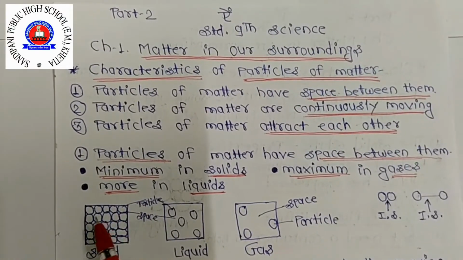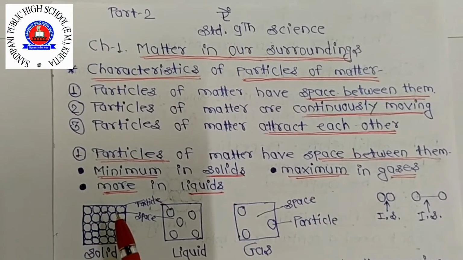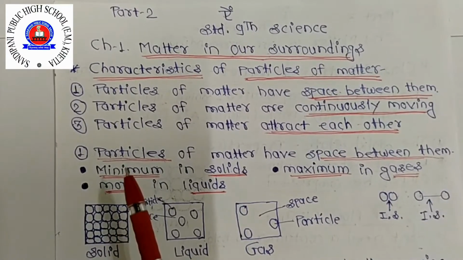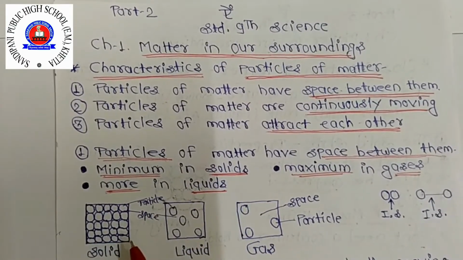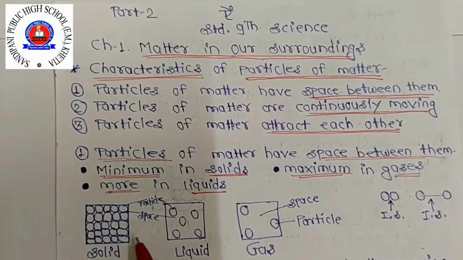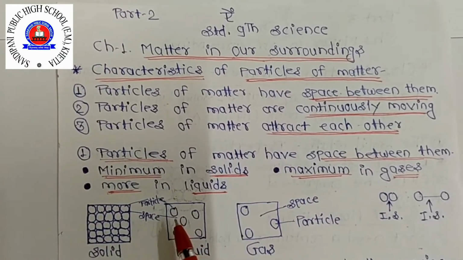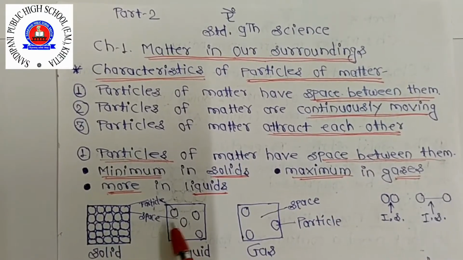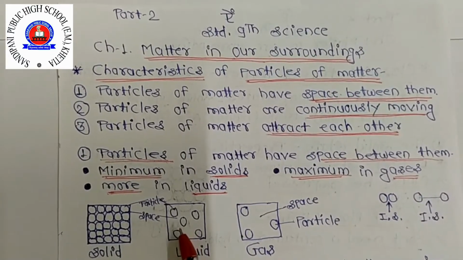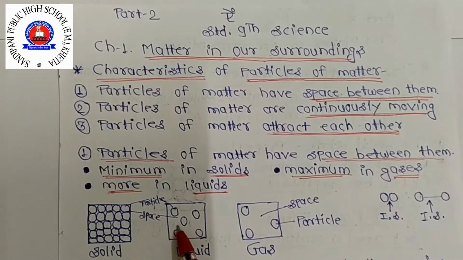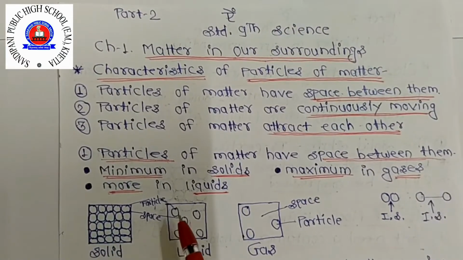Okay, look here. These are the arrangement of particles in solids. Means there is very much less gap. Minimum in solid, मतलब बहुत कम space है between two particles. Okay, and look there, in liquid there is more gap as compared to the solid. Look here, this one and this other particle, there is so much gap. Okay, as compared to the solid.